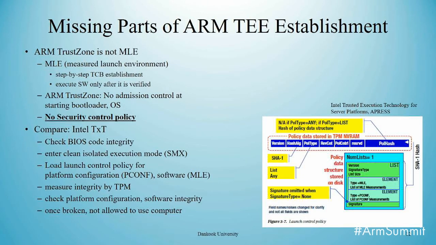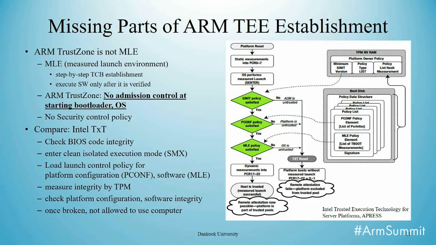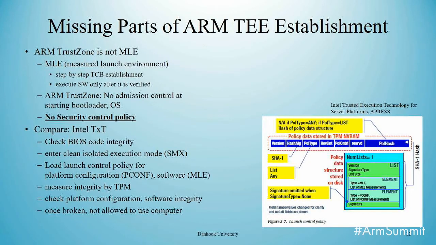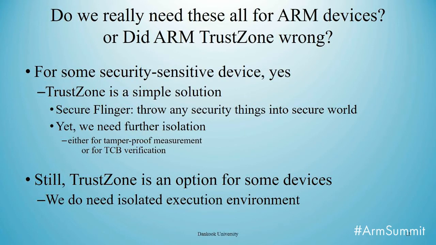And even more, there are no security control policies. In Intel TXT, they defined LCP, the launch control policy, so execution is only allowed by these launch control policies. We can flexibly define those policies and store them in the TPM NVRAM, and they are loaded when you boot. But in ARM there is no kind of security control policy, meaning that it is somewhat rigid. When you modify your code or update your trusted execution software, you should be able to give some flexible security controlling policies. So those are the missing parts of ARM TrustZone.